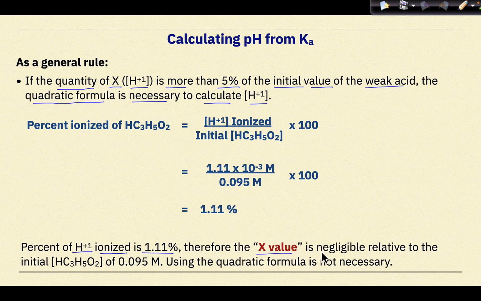Therefore, the X value is negligible relative to the initial concentration of our weak acid of 0.095 molar, so using the quadratic formula is not necessary. This is a really good formula to know how to use to check your work.